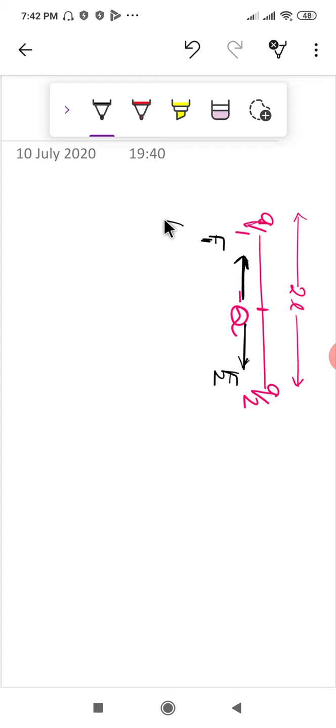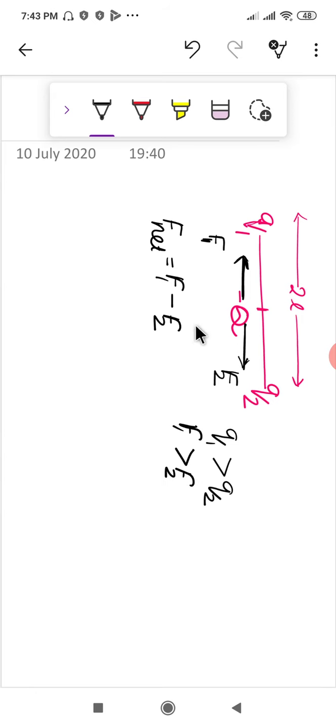Now the net force can be written as F1 minus F2. If we take q1 to be greater than q2, then F1 will be greater than F2. So the stronger force will be F1 and the weaker force will be subtracted from F1.